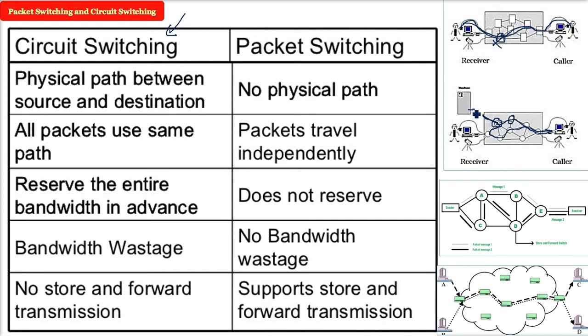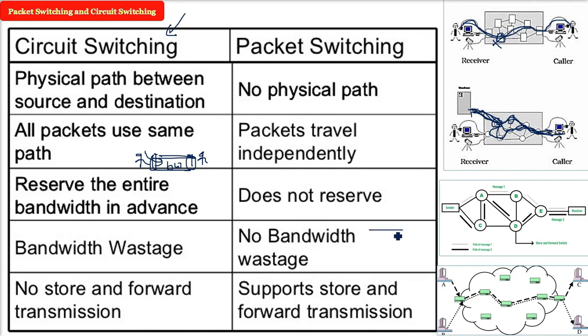Because in circuit switching we know in advance, but in packet switching the bandwidth is not reserved. So the packets use the same path in circuit switching. In packet switching the packets travel independently, and when it comes to the bandwidth, which comes under the purview of quality of service, in circuit switching we can reserve the entire bandwidth in advance. As I said, in packet switching we cannot reserve, because different links can be established and different routes can be taken for independent packets. Now, the other difference between circuit switching and packet switching is the bandwidth wastage.